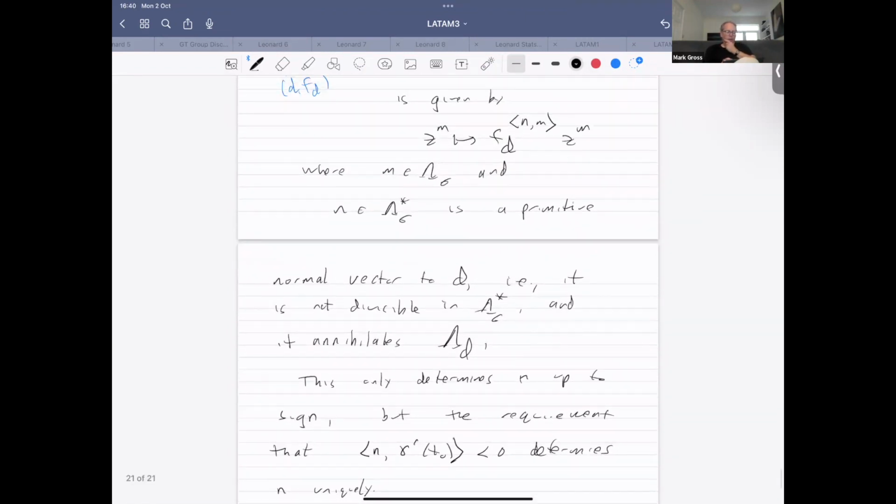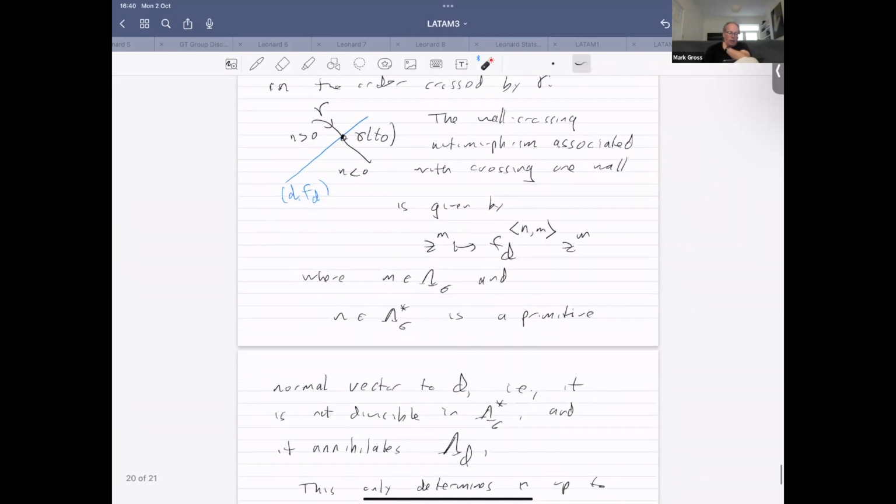Okay, so this is the wall crossing transformation. This is very fundamental throughout this business. It shows up in many, many different places. We don't yet know what we should take for the FD, but the FD is going to code corrections to the complex structure, and this kind of transformation is essentially what those corrections do for us.